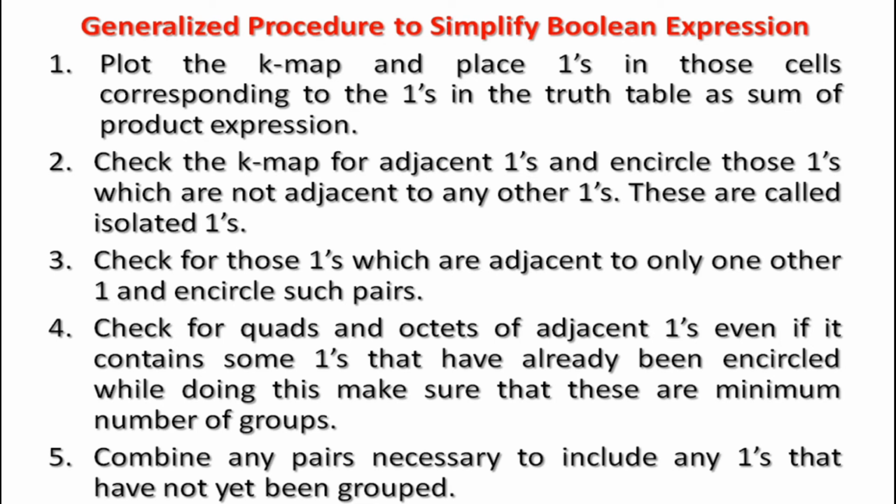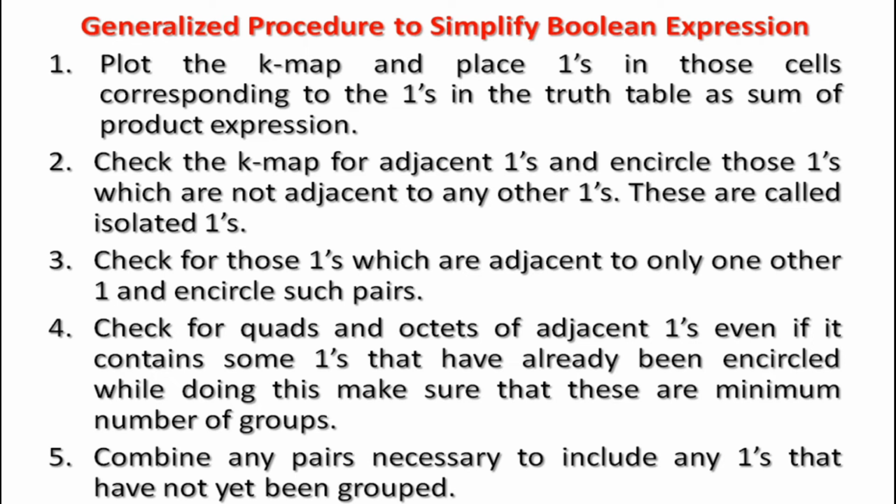The next procedure is to combine any pairs necessary to include any ones that have not been grouped yet. Apart from this, if there are any ones that have not been grouped, we need to check for them and then group them. And the last one is to form the simplified expression by summing the product terms of all the groups.